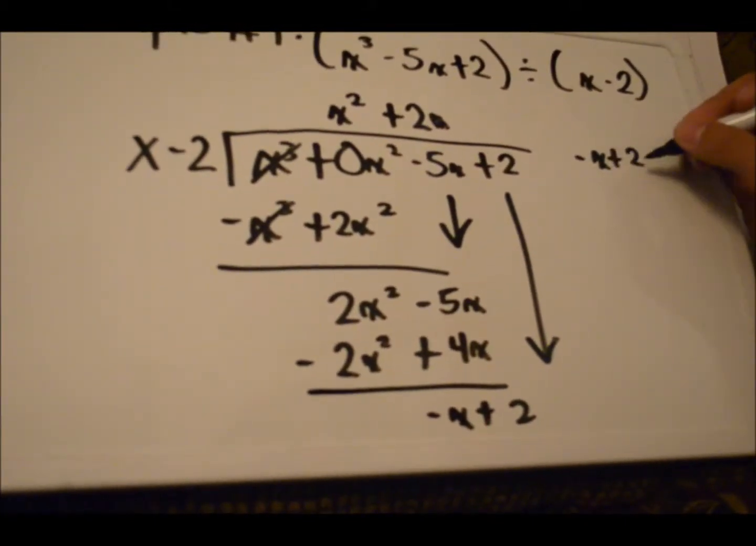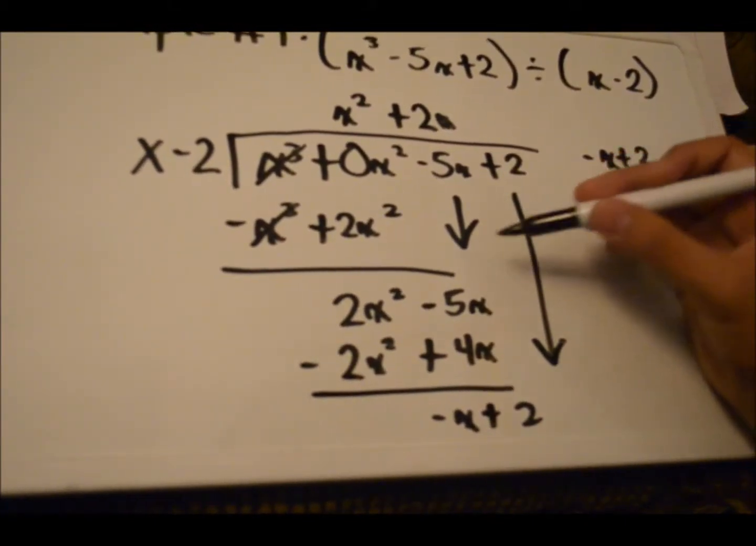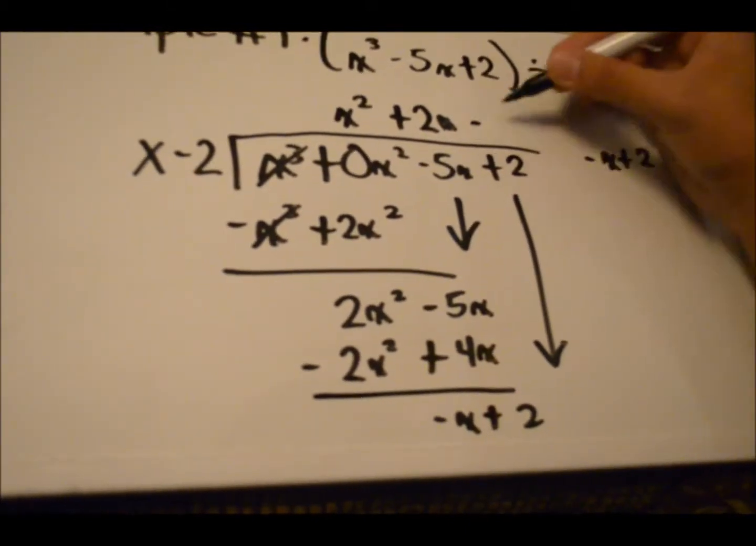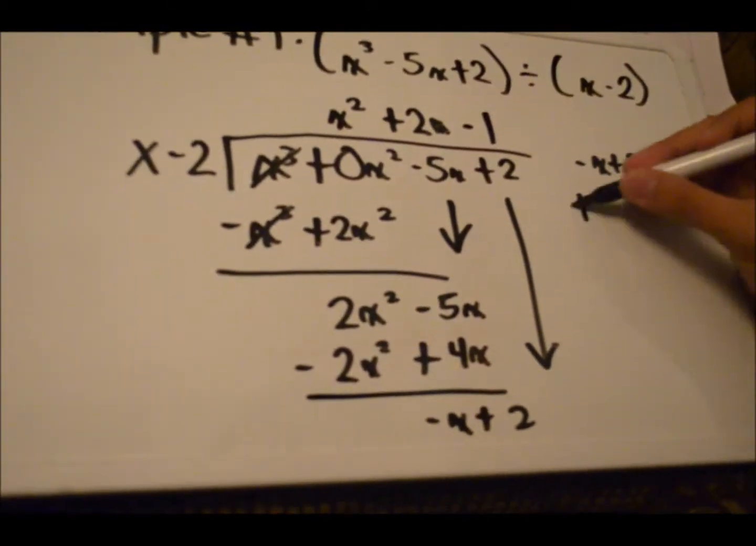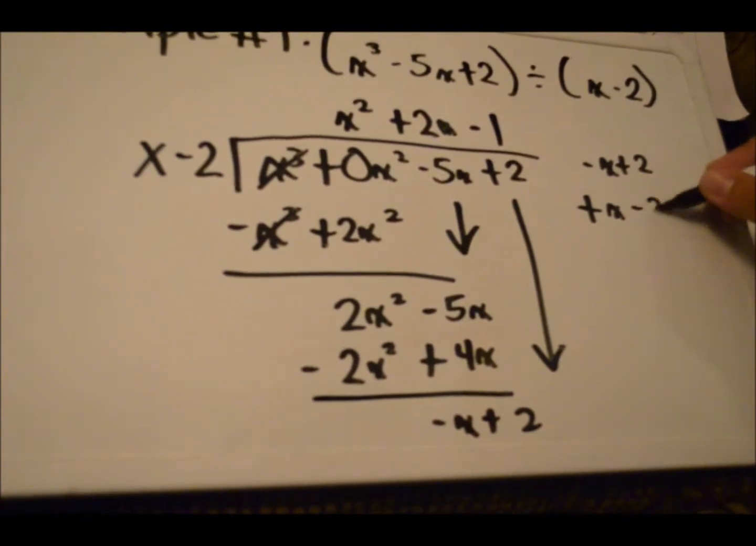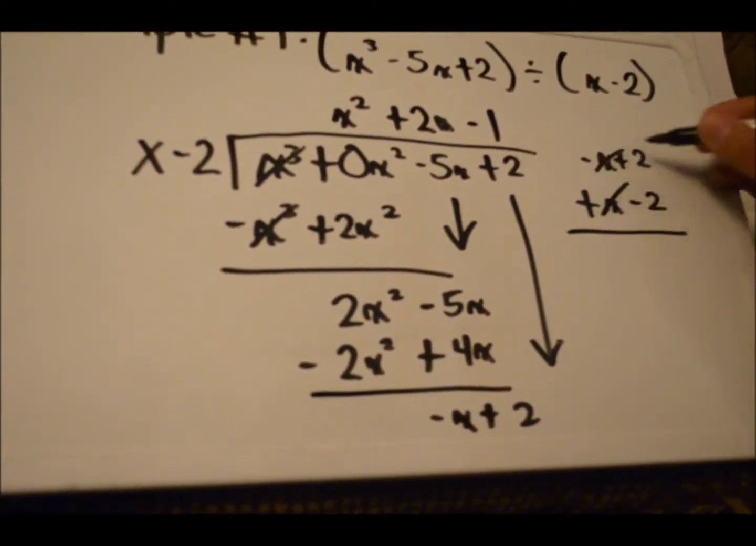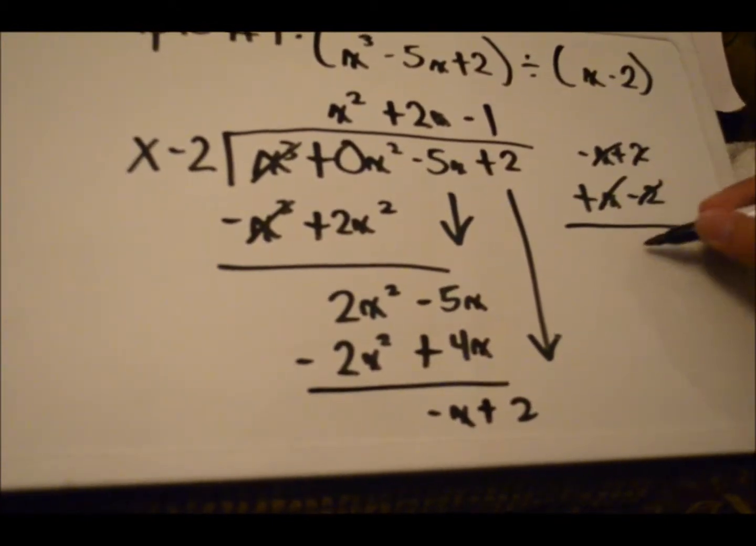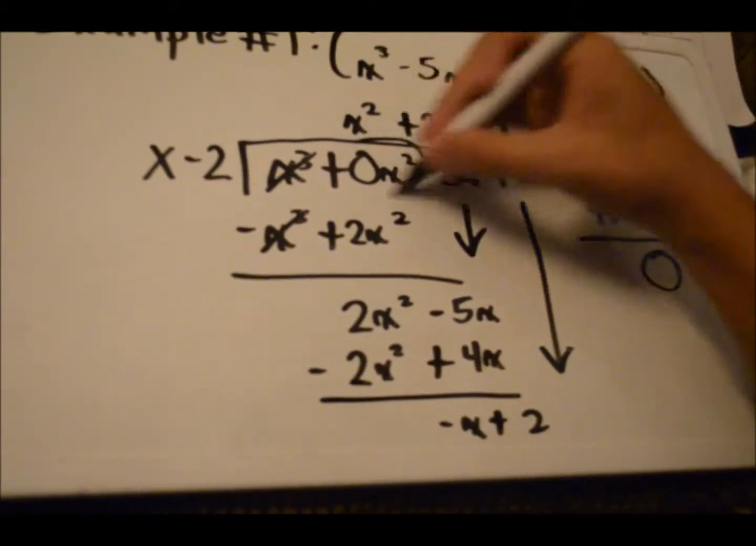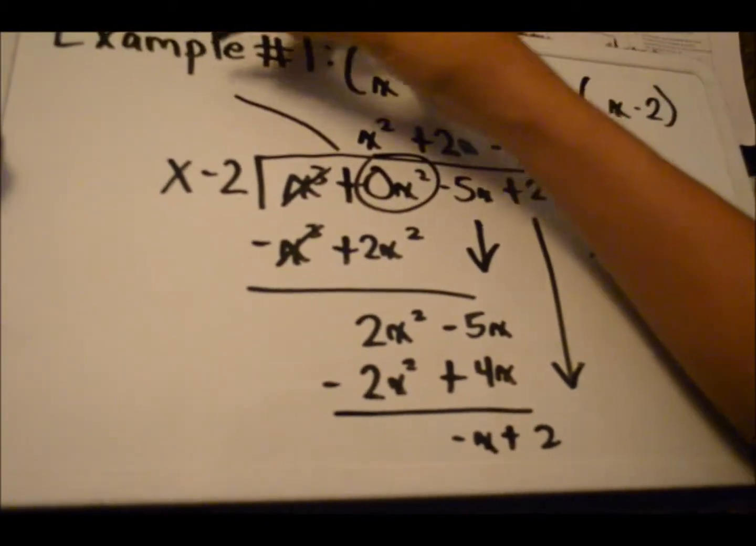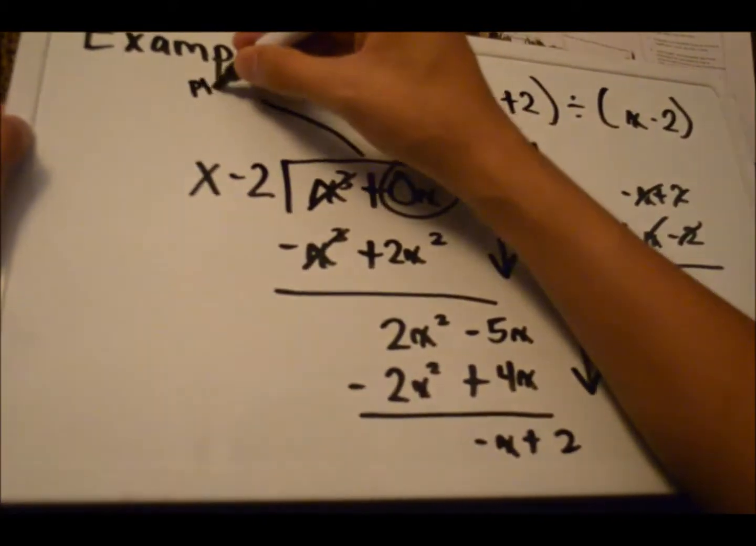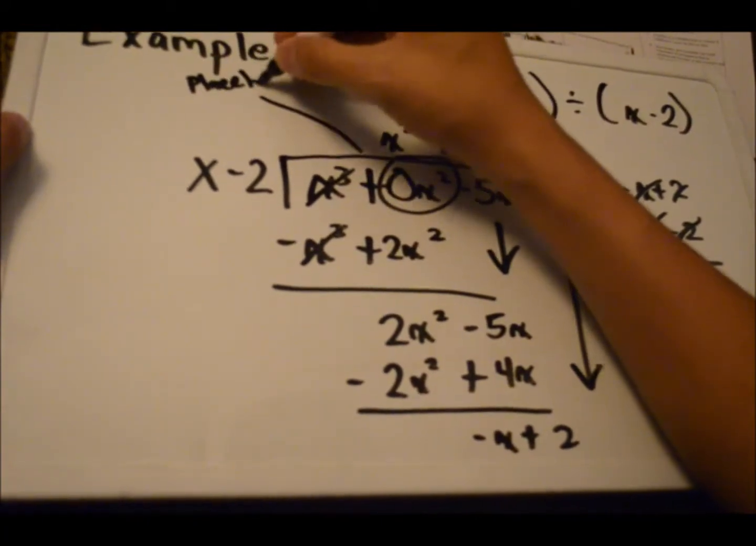So here, for our final term, we need to find negative x plus 2. So our last term is negative 1 because negative x times x minus 2 results in a 0. Once again, marking that 0x squared is our placeholder since there was no x squared term.